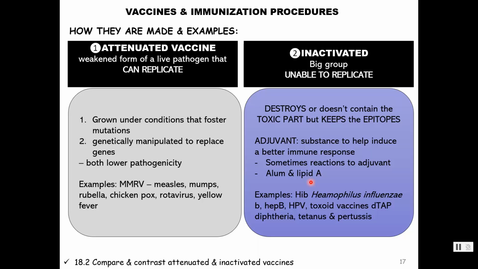Examples of inactivated vaccines, and there's a whole bunch of them, but if you could just collectively go with the H's: the Hib vaccine, Haemophilus influenzae B, which caused meningitis in young children; hepatitis B; HPV, human papillomavirus; and then the toxoid vaccine, DTaP, for diphtheria, tetanus, and pertussis. So we'll be looking at those.